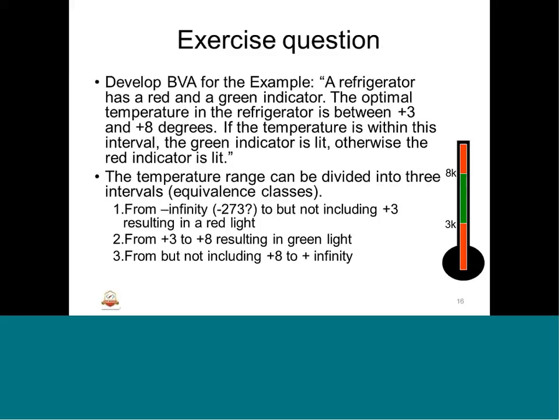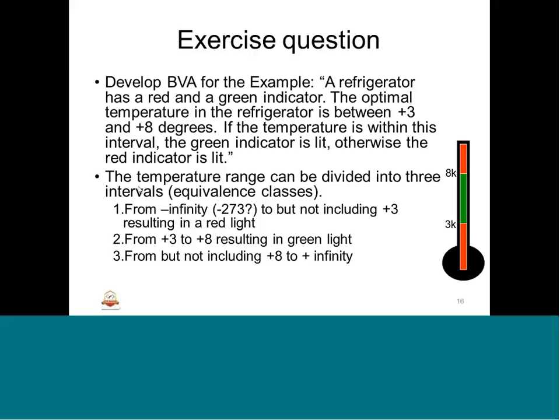This is an exercise. So one more exercise. I think it's a continuation of the previous exercise. You can see a diagram of the temperature indicator. Develop a BVA for the example. It has a red and a green indicator. The optimal temperature in the refrigerator is between 3 and 8. If the temperature is within this interval, the green indicator is lit. Same thing. The temperature range can be divided into 3 intervals.